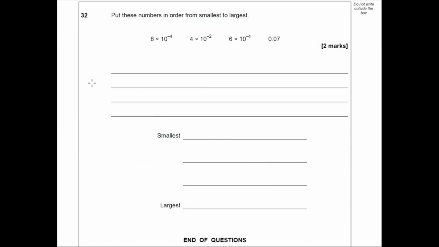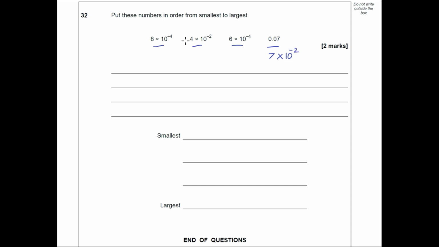32. Last question. Put these numbers in order from smallest to largest. From the smallest to the largest. So we see this one and this one and this one. These three are in the same type of numbers, and this one is not the same type. So I would suggest you to convert this one to the similar form as the other ones. So it is 7 times 10 to the power of minus 2.